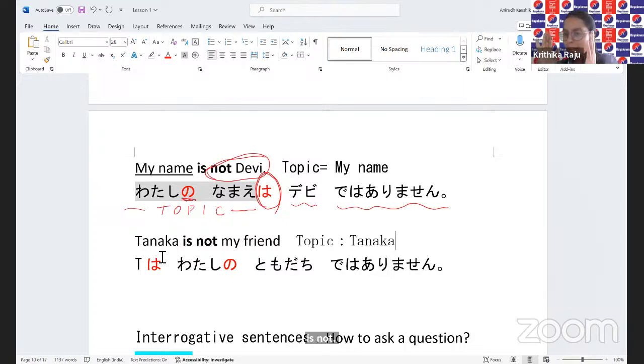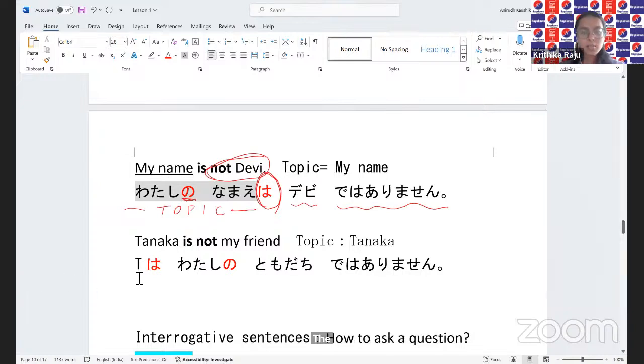Now let's look at my friend. How do you say my friend? Let's go in steps. What is I? Watashi. So how do you say my? Watashi no. Very good. Friend is tomodachi. So the phrase my friend is watashi no tomodachi. The phrase my name is watashi no namae.